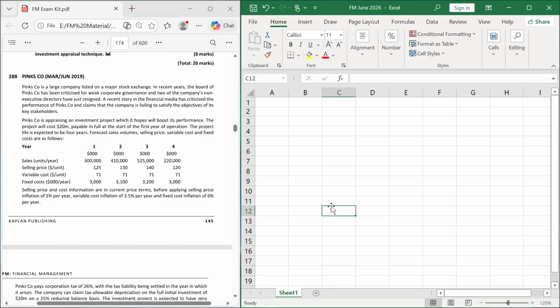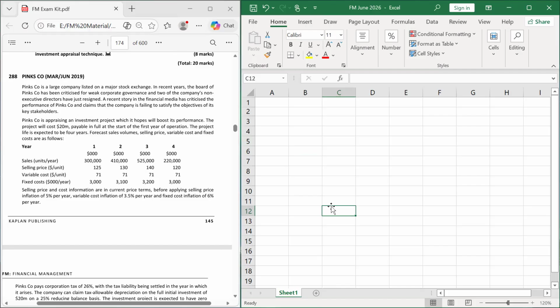Then selling price and cost are in current price terms. So all of this data, the selling price or the costs that are given to you, they are in current price terms. So basically, they are real cash flows. Before applying selling price inflation of 5% per year, which means you haven't applied the inflation, and the inflation is 5% per year for selling price. Variable cost inflation is 3.5% per year, and fixed cost inflation is 6% per year. So now in this question, all of the specific rates are given to you. So you are going to use this specific rate to inflate the real cash flows.